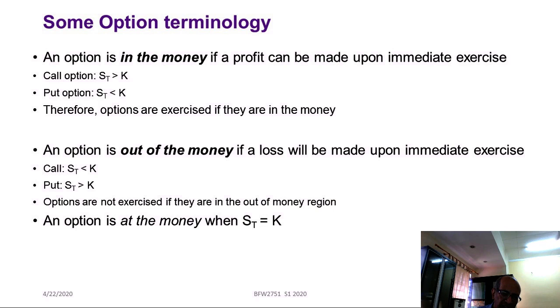An option is at the money when ST equals K, I told you. When ST is equal to K, you are indifferent. If you exercise or if you don't exercise, you will still lose your premium.